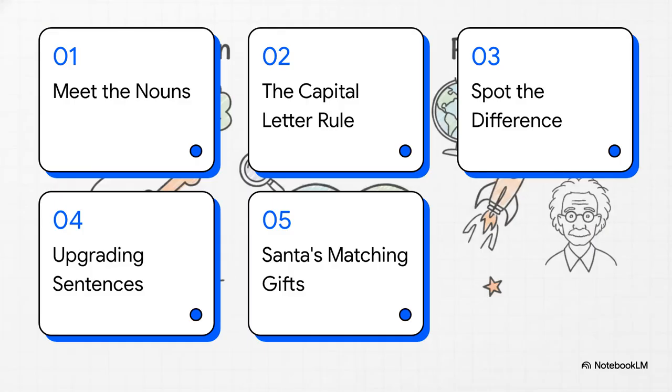Okay, let's dive into our roadmap for today. We're going to start with Meet the Nouns, hit the capital letter rule, jump into some Spot the Difference training rounds, and then tackle upgrading your sentences. And hey, definitely stick around for our boss-level challenge at the end, Santa's matching gifts.